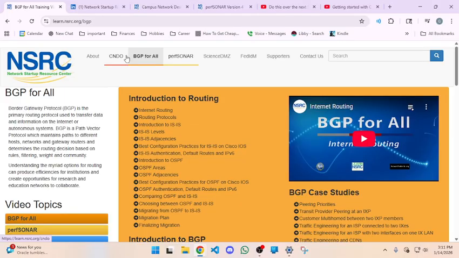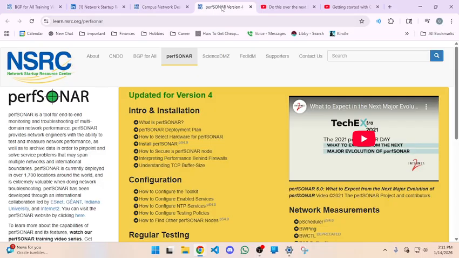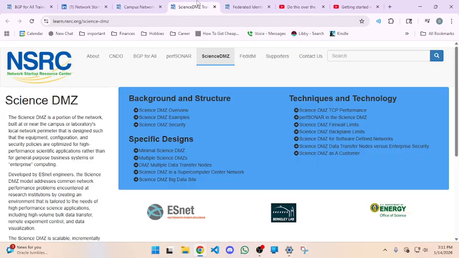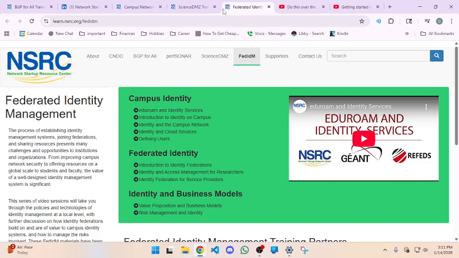We can also do the enterprise networking. We can also do perfSONAR, an end-to-end tool for monitoring and troubleshooting of multi-domain networks, network performance. It looks like a DMZ. So it looks like there's one, two, three, four, five different things you can learn about. But we're going to start with BGP.